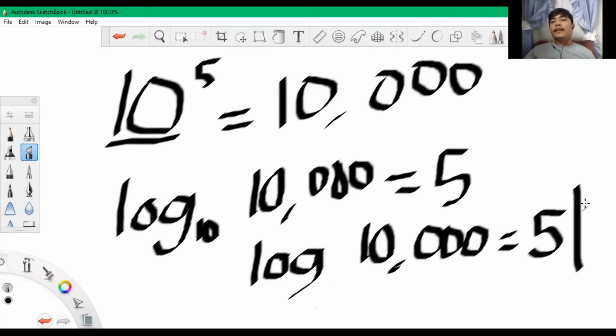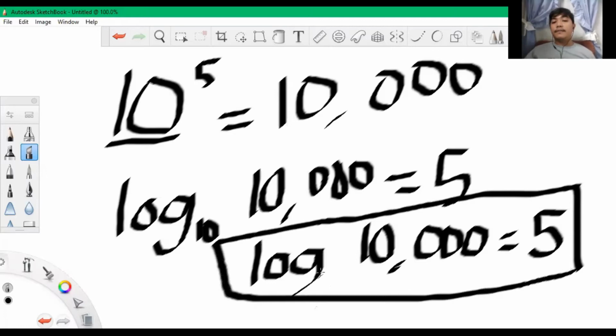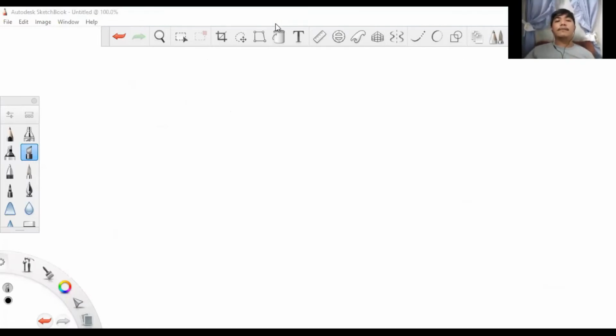So pwedeng ganito natin siya isulat. So the logarithm of 10,000 to the base 10, kasi siya po ay imaginary na. So this is the common logarithm, is equal to 5. So again, when the base is equal to 10, that is what we call the common logarithm, and pwede na natin hindi isulat yung 10 as our base. So automatic meron tayong 10 na base or subscript doon sa logarithm symbol.